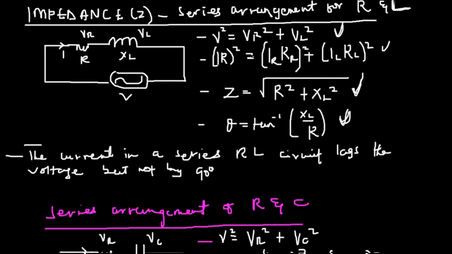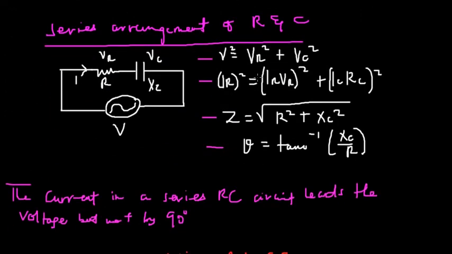Now let's move on to the series arrangement for the resistor and capacitance. The same technique is applied. You have a voltage with subscript R, and a voltage with subscript C, that's the capacitance. And then from Ohm's law we derive this. For this arrangement you need this formula, and then this formula.